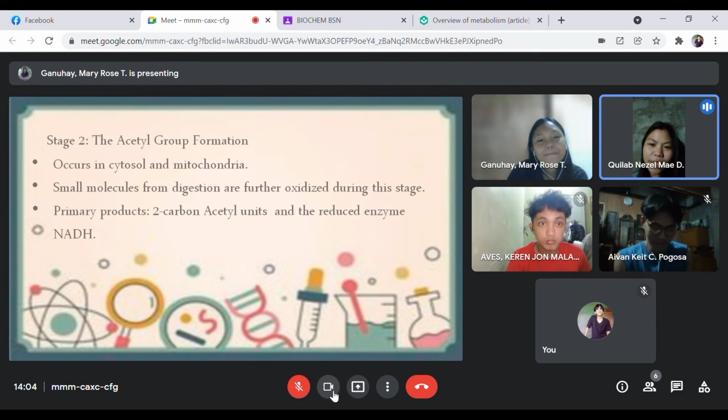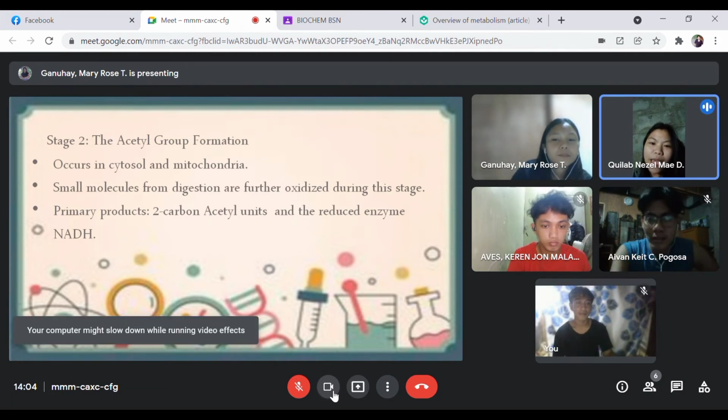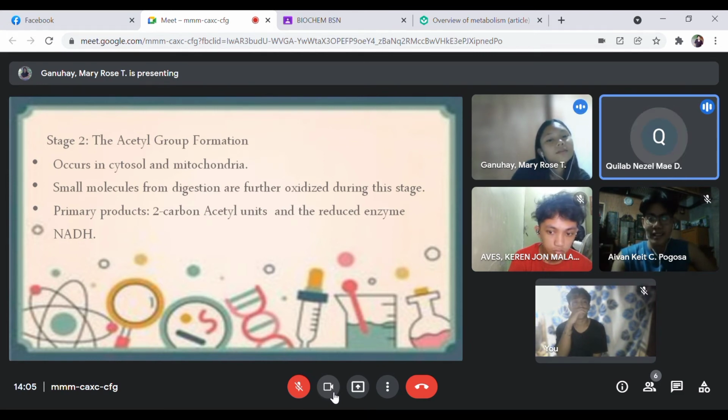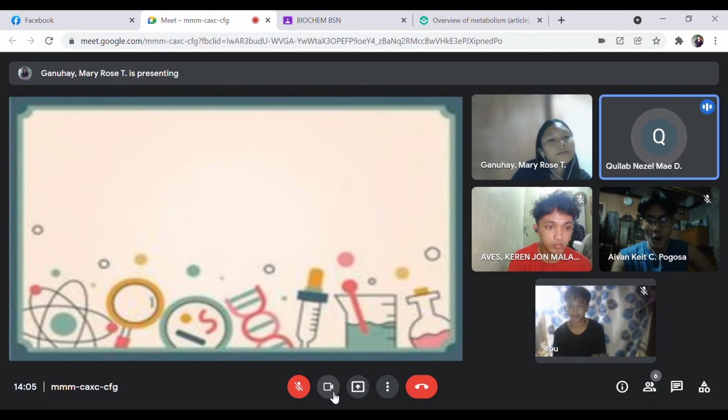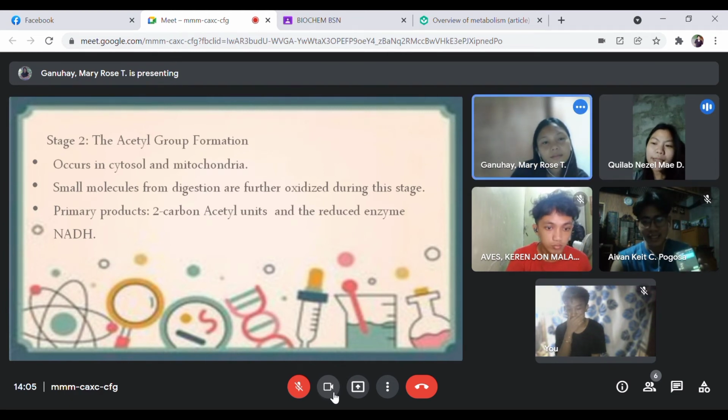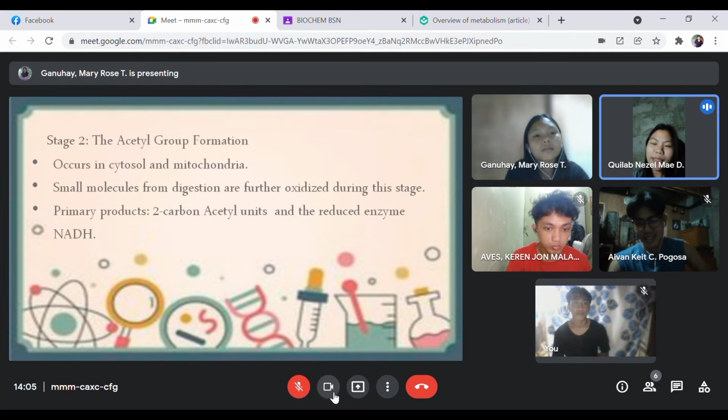The primary products are the 2-carbon acetyl unit and the reduced coenzyme NADH. NADH stands for nicotinamide adenine dinucleotide, or NAD plus hydrogen, H. This chemical occurs naturally in the body and plays a role in the chemical process that generates energy. People also use NADH as a supplement or medicine.